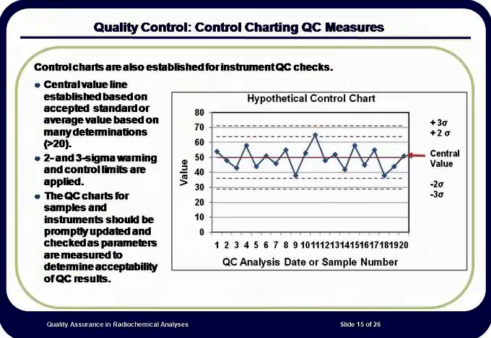The central value line is the best estimate of the true value. This may be based on a standard value or the average of at least 20 independent measurements of a standard. The warning and control limits are symmetrically placed around the central value at 2 and 3 sigma.